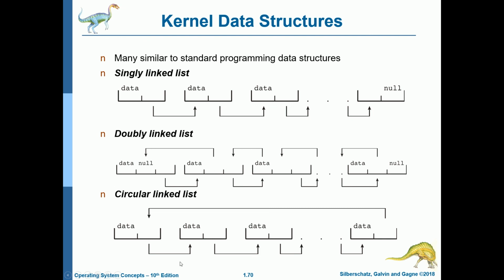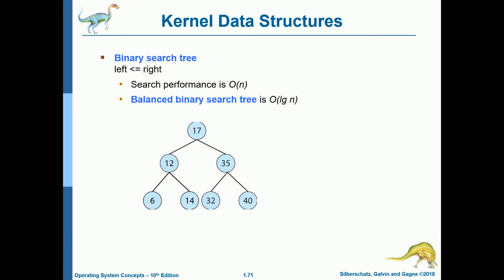You also have a circular linked list where the last element in the circular linked list points back to the first. You also have these things called binary trees, and the rule of a binary tree is left is less than and right is greater than. Now, according to the book, it says that it is less than or equal to, but in most cases, binary trees should not have duplicates. But because they're saying left is less than or equal to right, the search performance is guaranteed to be big O of n, but if we ensure this is a balanced binary search tree, it's log base 2 of n.